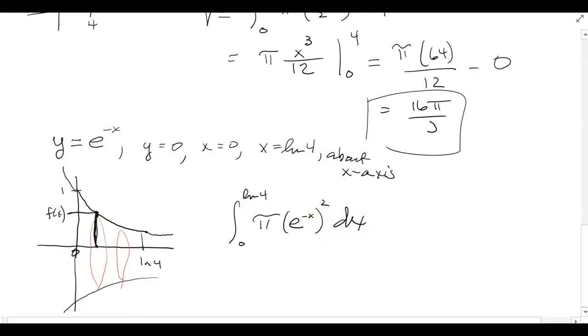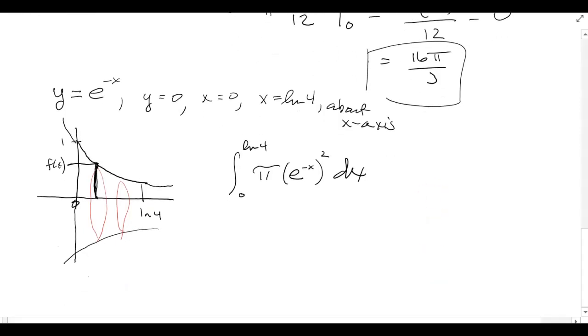So all we need to do, and that's our integral, is integrate that, which is not too hard. You can always throw the pi out here if you don't want to deal with it. So that's e to the negative 2x dx. I just took e to the negative x and raised it to the second power.